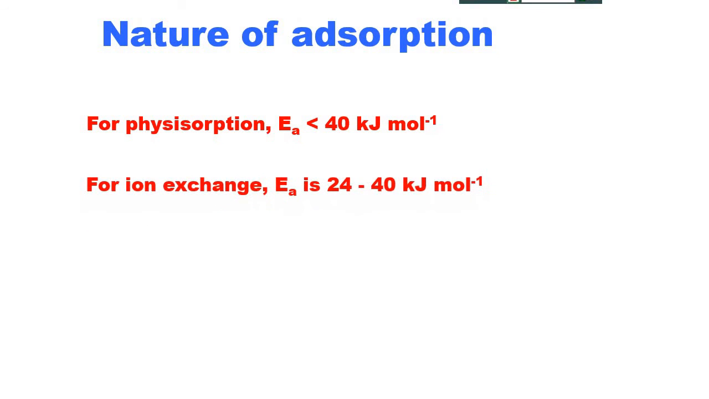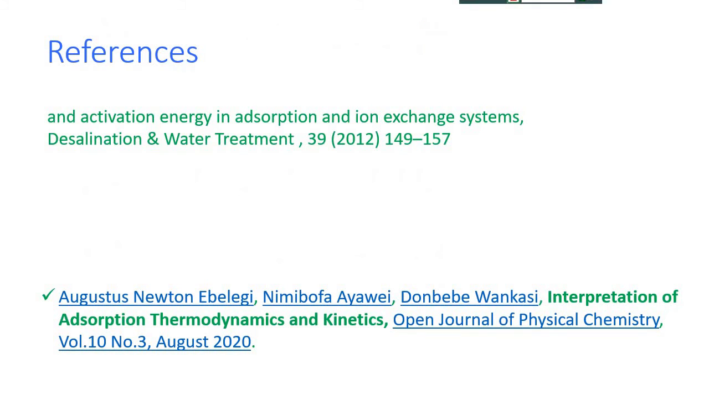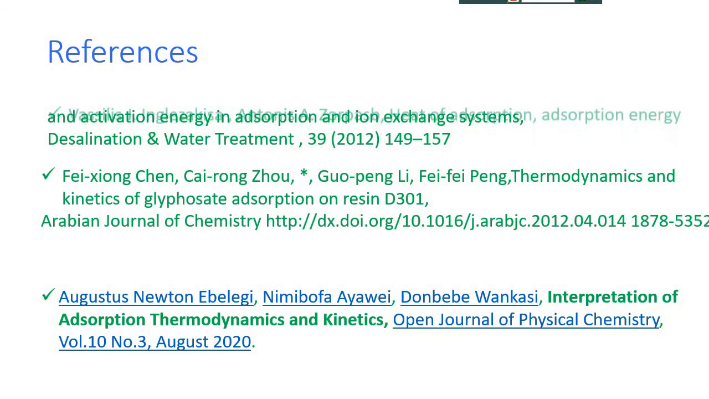Now, nature of adsorption. If activation energy is less than 40 kJ per mole, then it is considered as adsorption. If it is within the range of 24 to 40 kJ per mole, then it is ion exchange. This is a sort of adsorption. And if the value is greater than 40 kJ per mole, then it is considered as chemisorption. So these are the references from where most of the information has been collected.